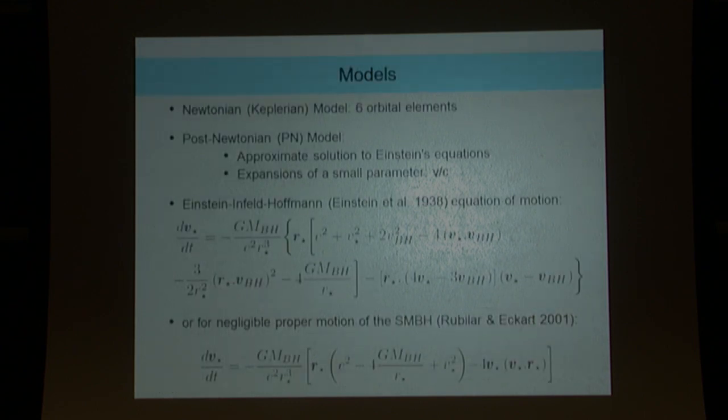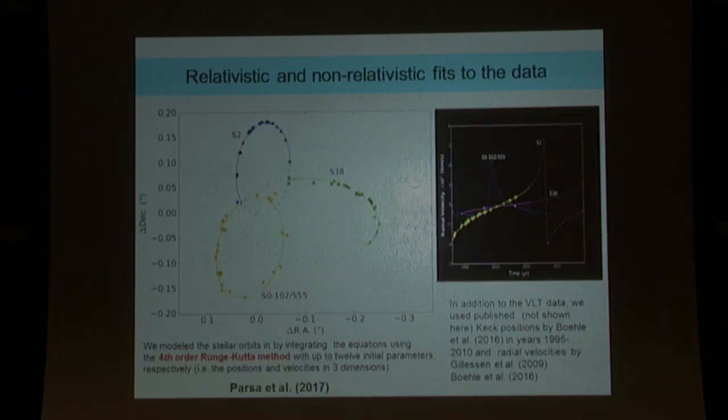Then the models we applied, we used the Einstein-Infeld-Hoffmann equation to model the motion of the stars. And that includes the motion, the drift motion of Sagittarius star, both in r and in velocity. And it collapses if you say Sagittarius star is compact, and then it boils down to the formula that we used already in Rubilar and Eckart in 2001.